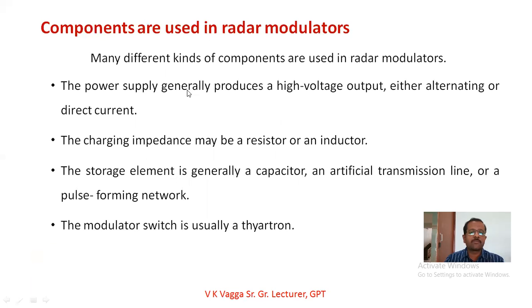If you take the power supply, it generally produces a high voltage output, either alternating or direct current, so you can take any AC or DC source available. And the charging impedance may be any resistor or an inductor, so you can take any value of the resistor and the inductor, and according to those values, it can maintain its on time and off time.